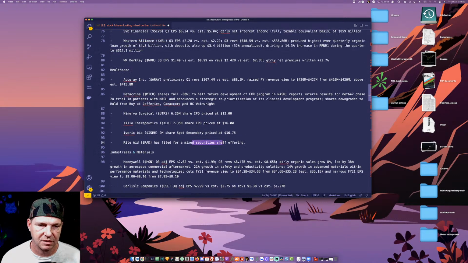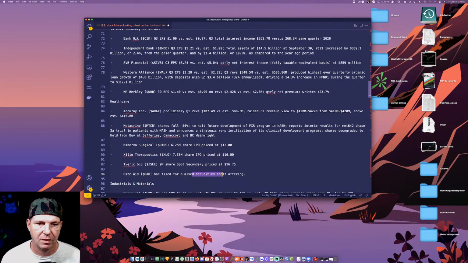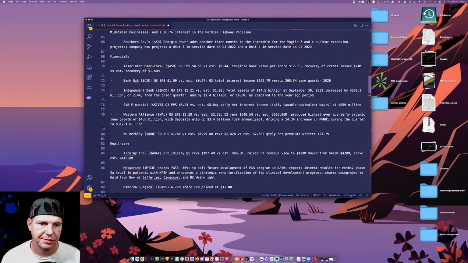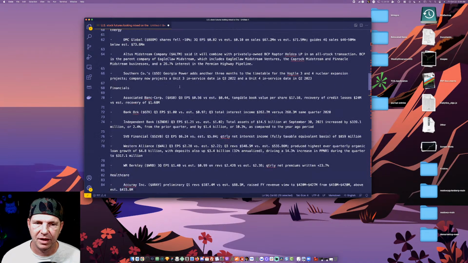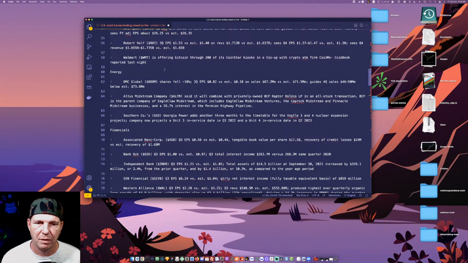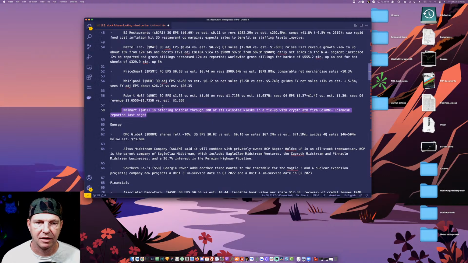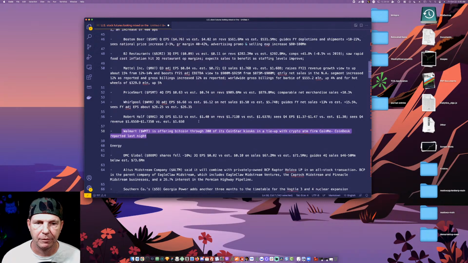What else is going to affect the market today? Western Alliance, WRB, INDB. Nothing too much in financials. Walmart offering Bitcoin through 200 of its Coinstar kiosks in a tie-up with crypto ATM firm CoinMe. CoinDesk reported last night. That's kind of interesting with Walmart. Very interesting.